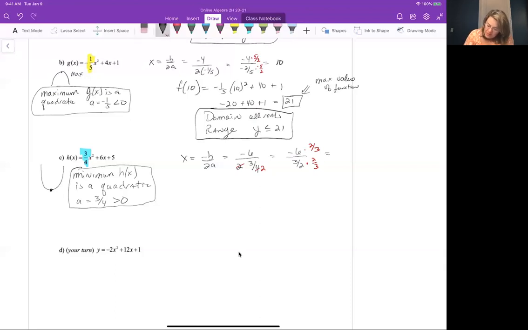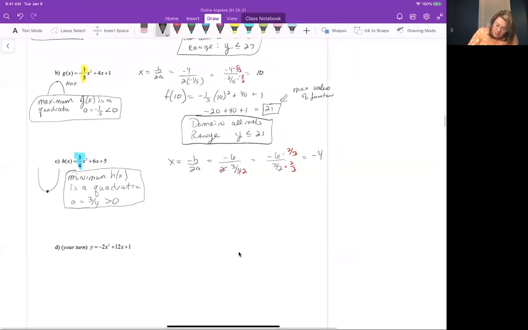So that equals negative 6 times 2 is 12, divided by 3 is 4, negative 4. Yep. Okay, moving on. I now need to find the y coordinate of that vertex, which will be my minimum. So I have to plug in negative 4 for x, which is equal to 3/4 times negative 4 squared, plus 6 times negative 4 plus 5.